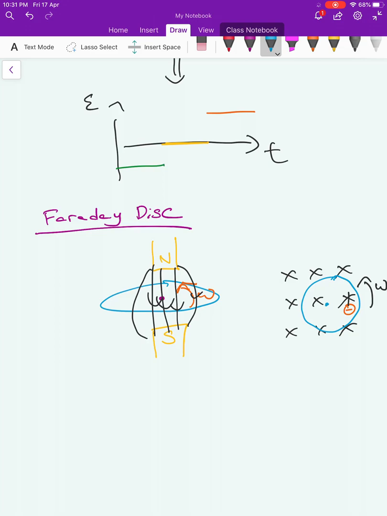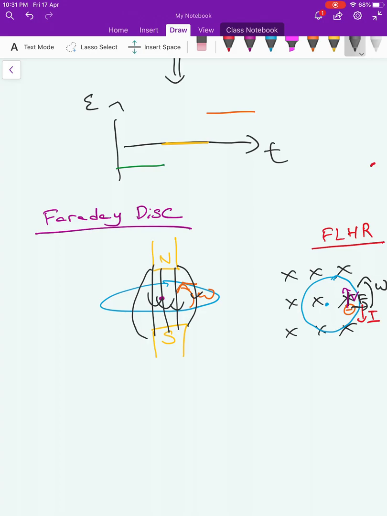Okay, so we have electrons in the metal disc. We can use Fleming's left hand rule to determine which side is positive and which side is negative. The electrons are moving in this direction, so there's a tangential velocity, or linear velocity. So we use Fleming's left hand rule to determine where the electrons will go. B field into the paper, current in this direction.